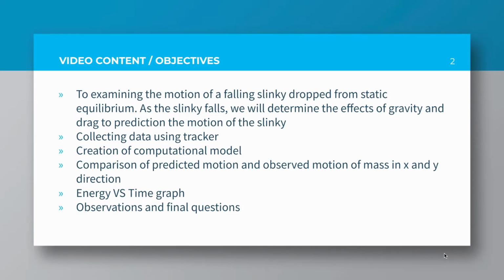I'll go through some key concepts and ideas for this lab first, then analyze the motion of the mass using Tracker. After this, I'll use GlowScript to create a computational model and compare this data with my experimental data. Lastly, I'll go through some of my observations and additional questions. The main aim of this lab is to examine the motion of a falling Slinky dropped from static equilibrium. As the Slinky falls, we will determine the effects of gravity and drag to predict the motion of the Slinky.